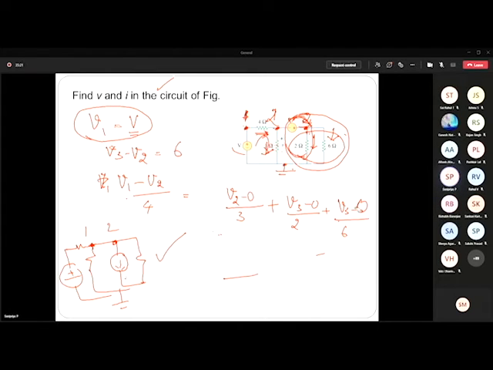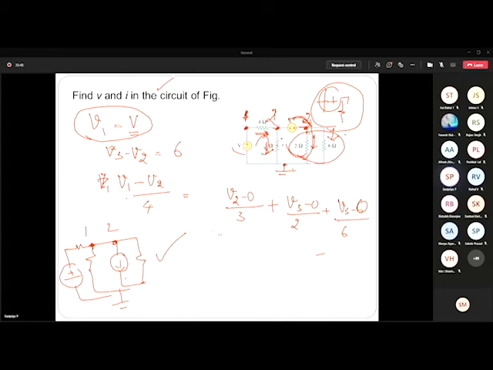Okay, so what did I do now? Okay, so now I have this. So I just redraw the circuit. What did I do? I have just combined this into a single resistor and I converted this voltage source into a current source. That is what I did here.